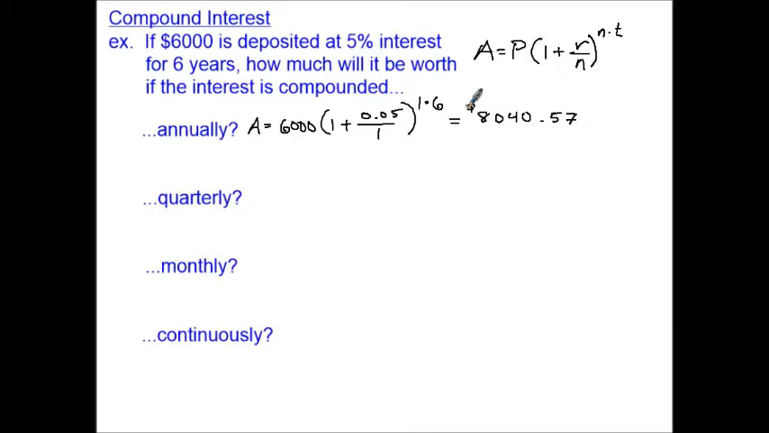So basically, at the end of 6 years, if you've got 6,000 bucks to throw in a bank, and you've got a 5% interest rate, which is actually really, really higher than most rates right now, that's how much you'd have after that 6 years.